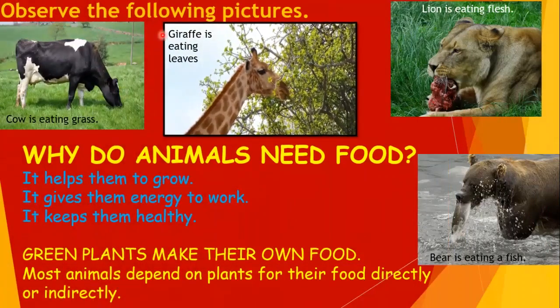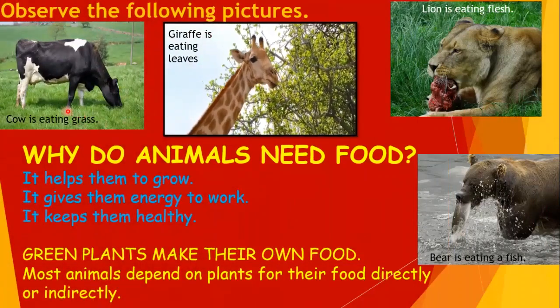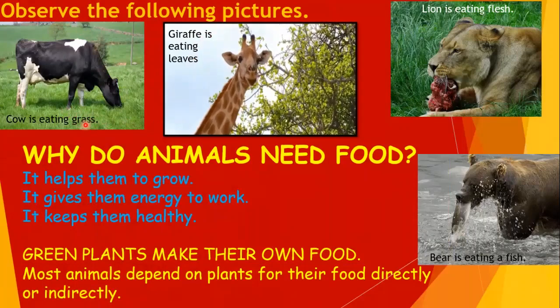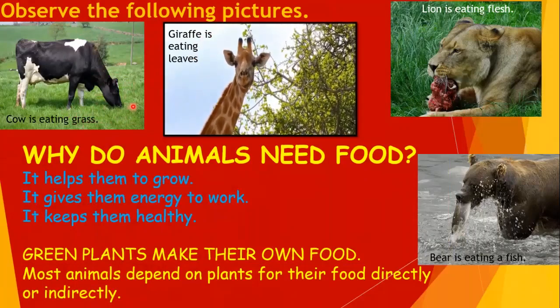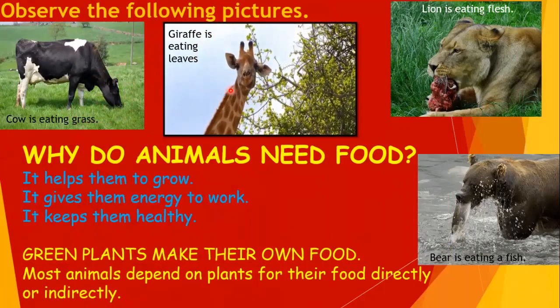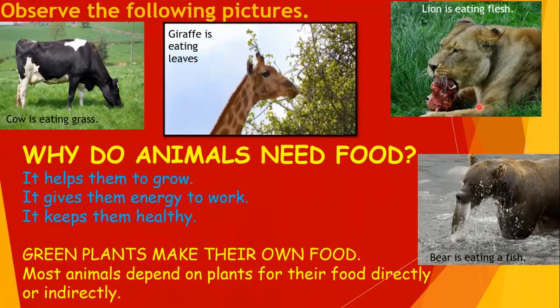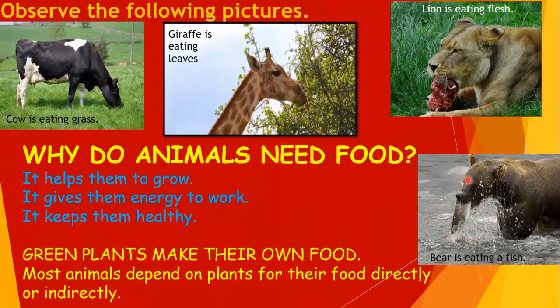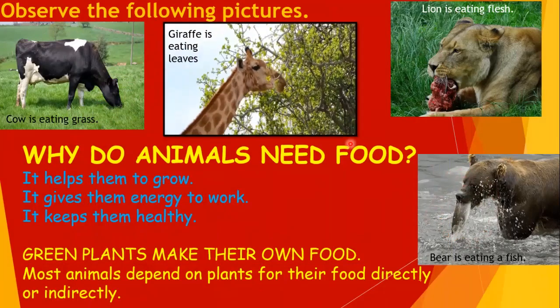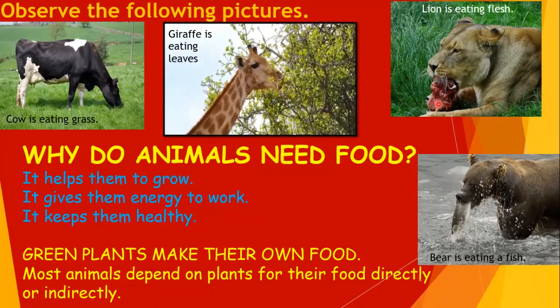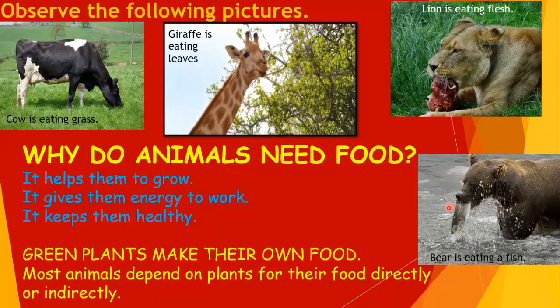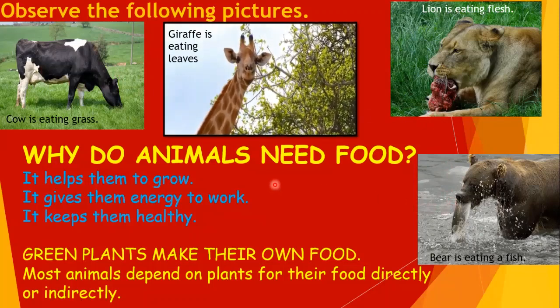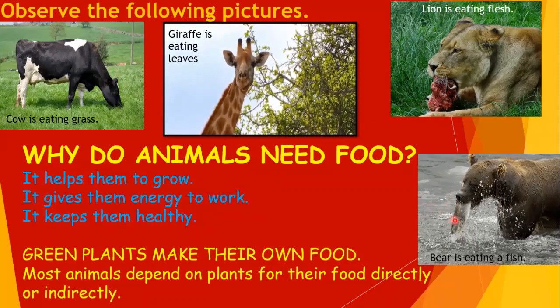Observe the following pictures carefully. Here we can see a cow eating grass, a giraffe eating leaves, a lion eating flesh and a bear eating a fish. We observe that different animals eat different kinds of food. They either eat plants or other animals.